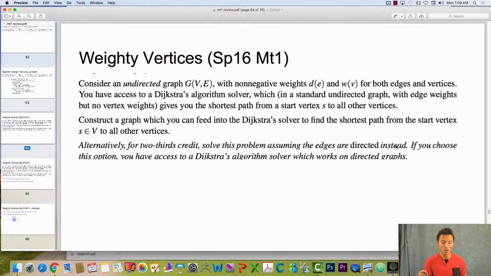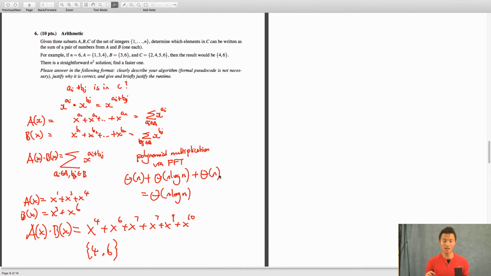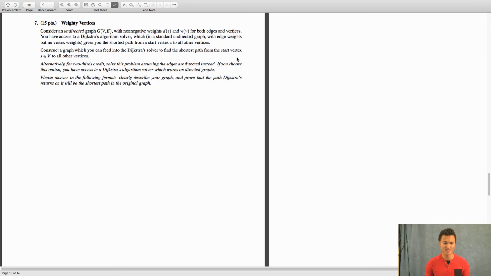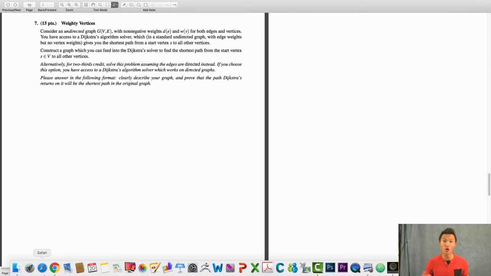Okay. So alternatively, we can get 2/3 credit for doing a directed version. So what I'm going to do is start off with a directed version because it's kind of the easier way to go, right? So the main point is that I need to somehow take this vertex weight and put it into the edges, right? Because Dijkstra can only take into account edge weights.